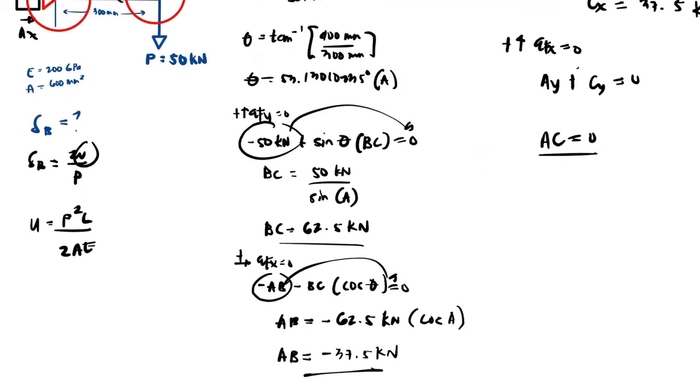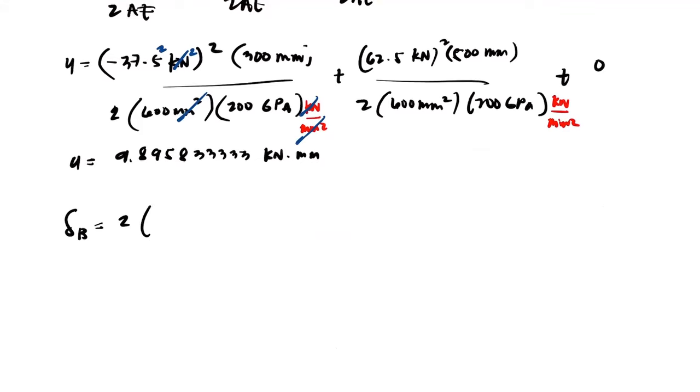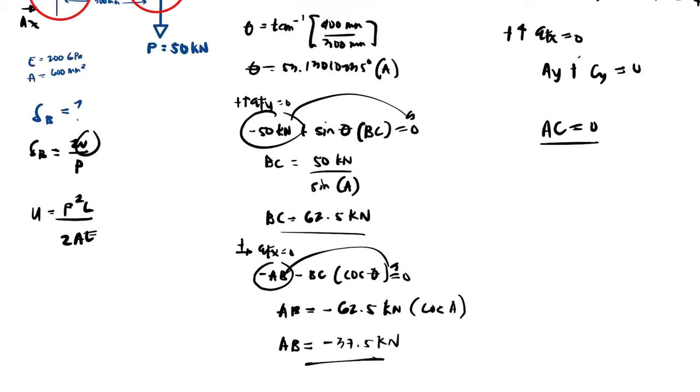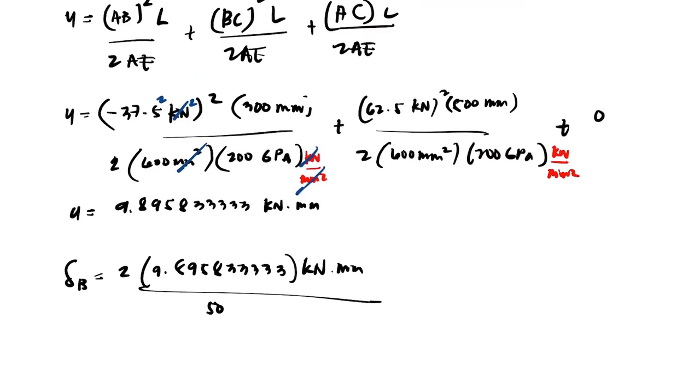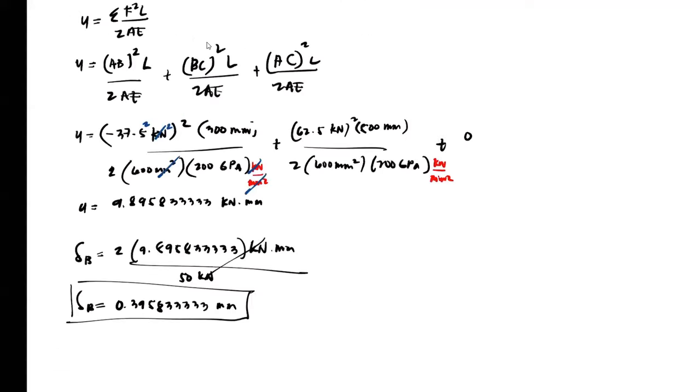Yung equation natin ng deflection is 2U over P. Okay? So, deflection at B is equal to 2 times 9.8958333333 kilonewton mm all over yung ating P, which is 50 kilonewton. So deflection at B is equal to 0.39583333 mm. Okay. So cancel out ng kilonewton and that is your deflection.